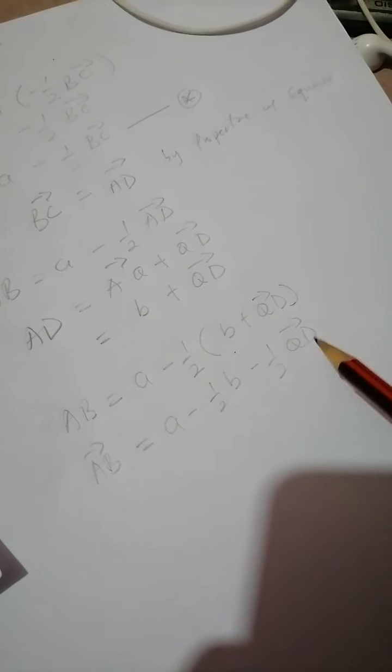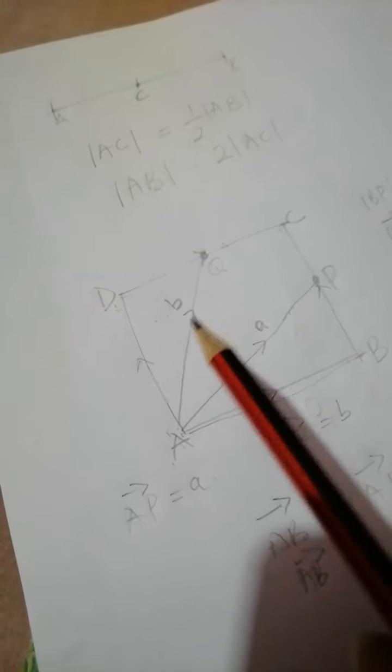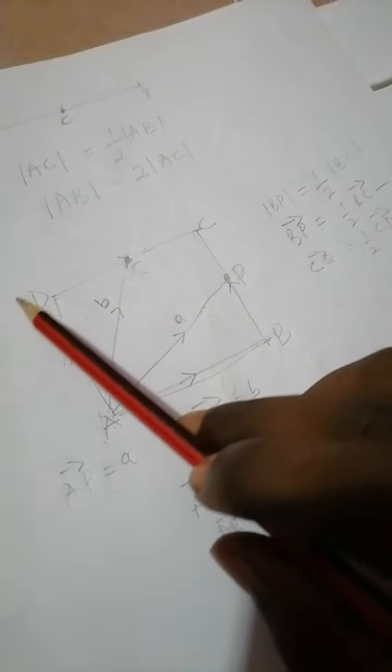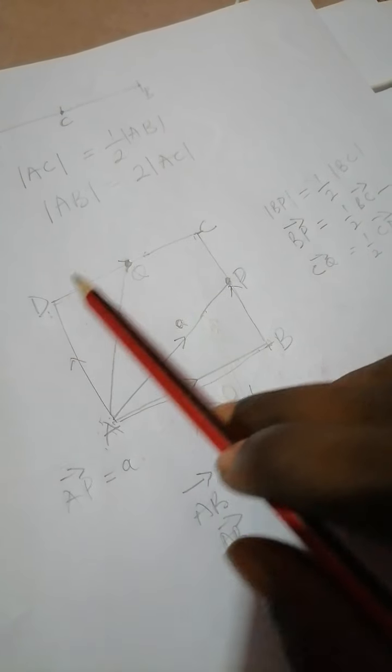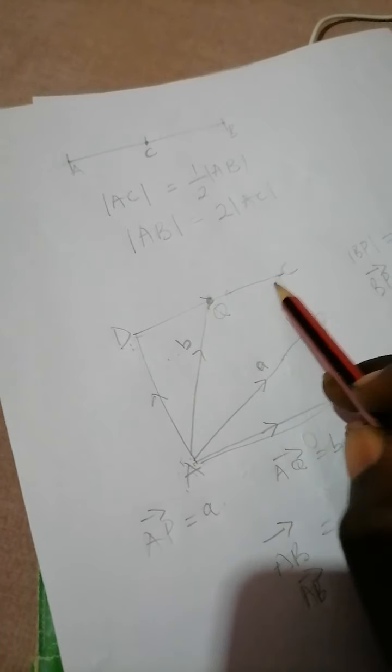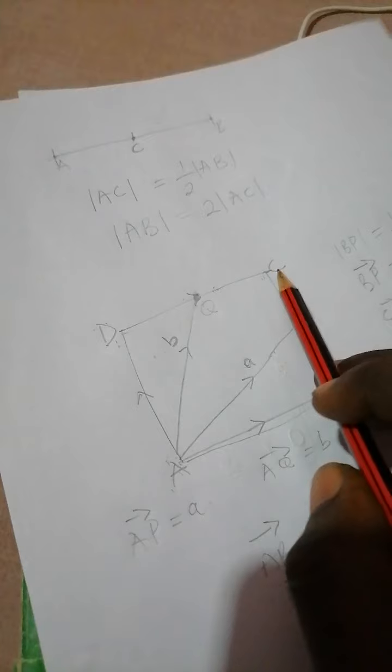Now I have to get rid of this QD. Now what is QD? I go back to my graph. QD. I know that Q is what? It's a midpoint of DC or CD. So you have to be very careful with the direction. If you're moving from here to here, it's CD. If you're moving from here to here, it's DC. If I'm moving from here to here, it's DQ. If I'm moving from here to here, it's QD. So you need to be very careful with the direction, right?